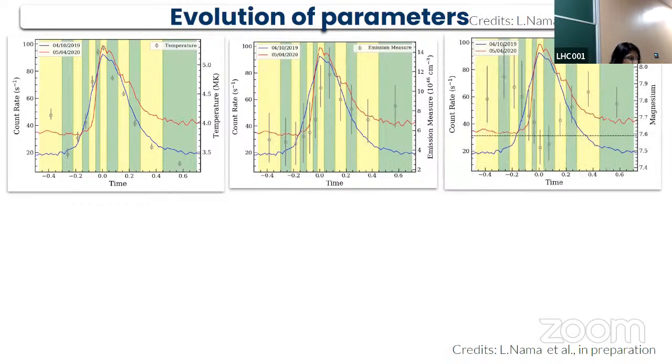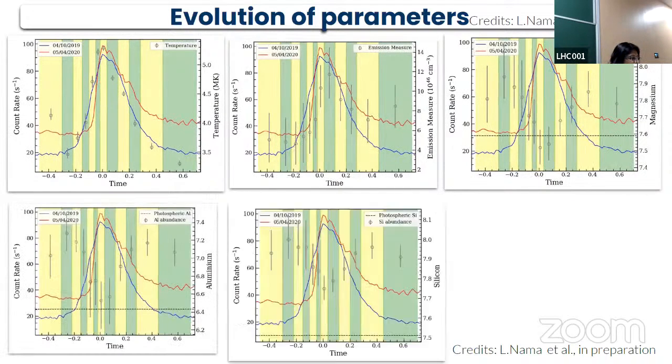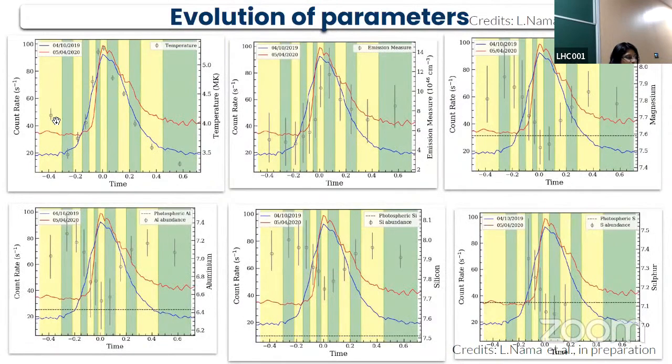The abundances of magnesium, aluminum, silicon, and sulfur show the FIP effect. That is, during the pre-flare phases, the abundances are 3 to 4 times more than the photospheric values, which are shown by the black dashed line here. Then during the peak phase, the abundances come down, and again during the decay phase, they go up. One thing to note here is that the temperature peak is reached first, and then in the next bin the emission measure peak is reached, which is consistent with the standard flare model.